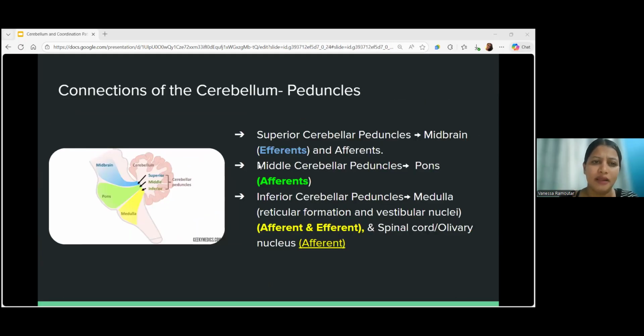So what is a cerebellar peduncle? This refers to the grouping of the afferent and efferent fibers on each side into three large bundles called the superior, middle, and inferior cerebellar peduncles.